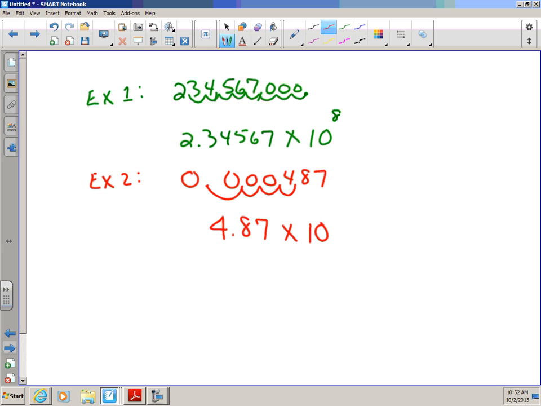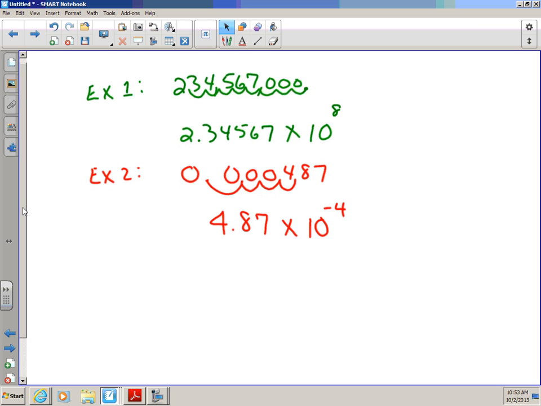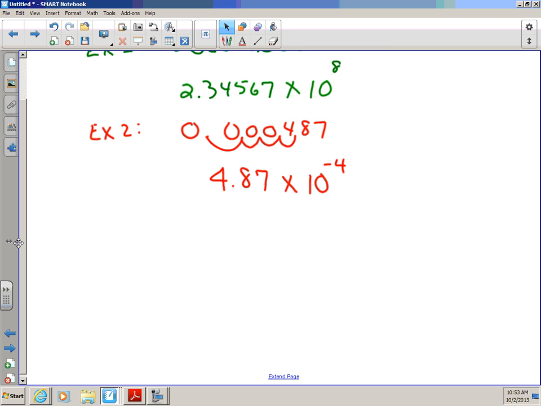Or, put another way, if this is a very large number, I'm expecting a positive exponent. If it's a very small number, I should be expecting a negative exponent. I move 1, 2, 3, 4 places. This is to the negative fourth power. So if you keep in mind positive exponents make numbers large and negative exponents make numbers small, that will help you when figuring out the sign of your exponent.